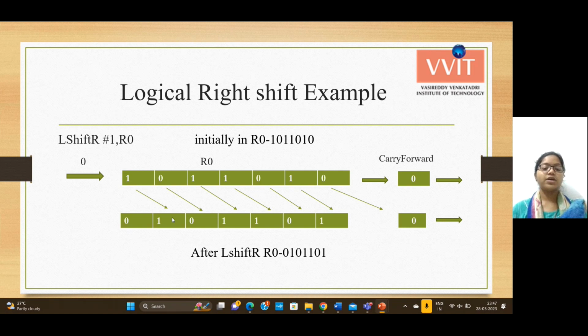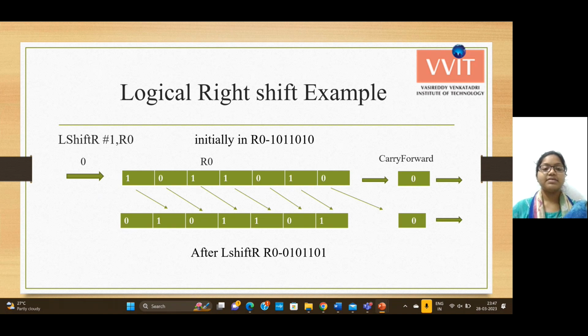So 1 is moved a bit towards right. Next 0 is moved, 1 is moved, 1 is moved, 0 is moved, 1 is moved. But the last least significant bit is moved towards carry forward. And 0 is inserted at the left end. This is how a logical right shift operation will be performed on the binary values.